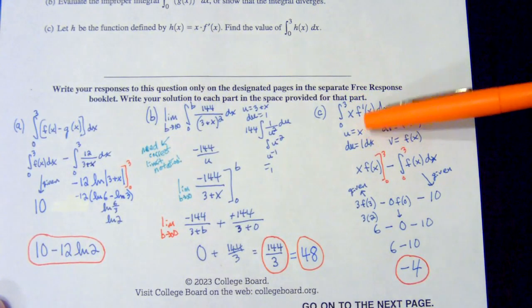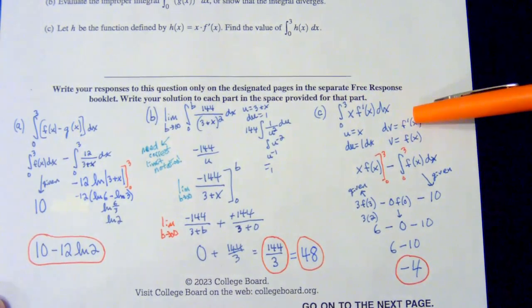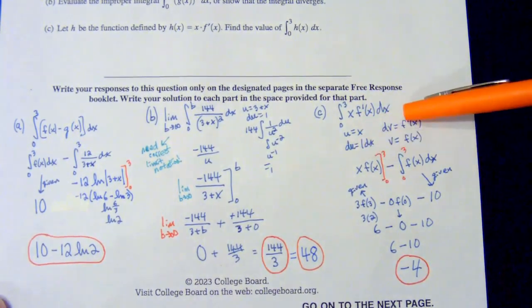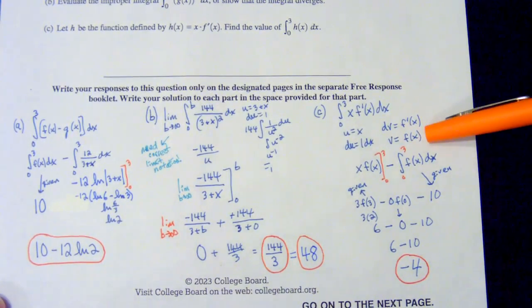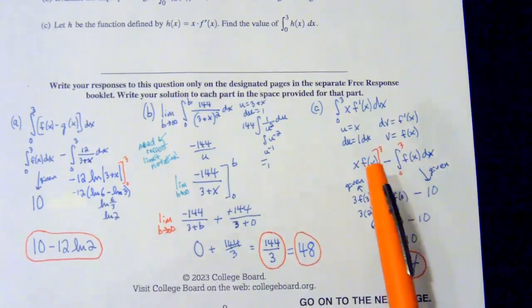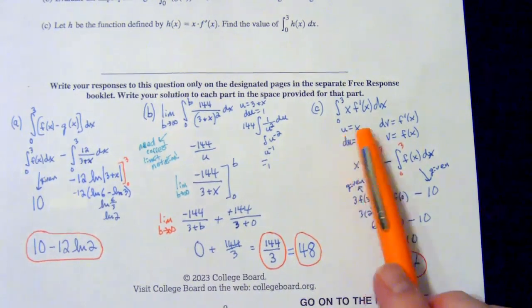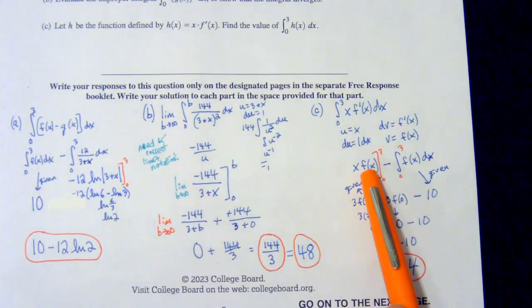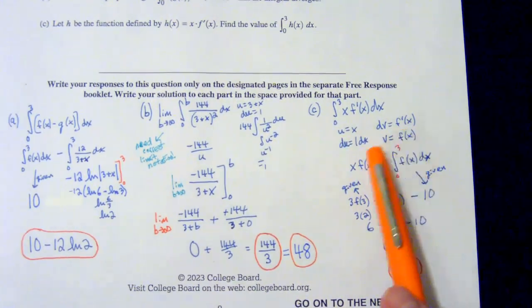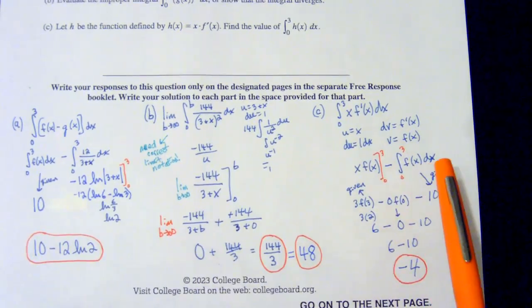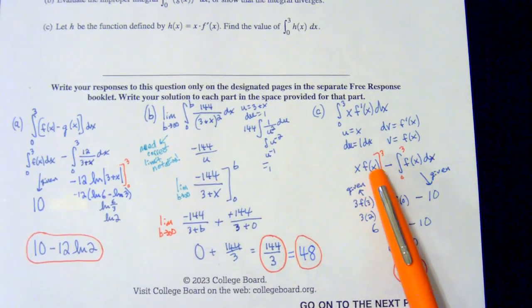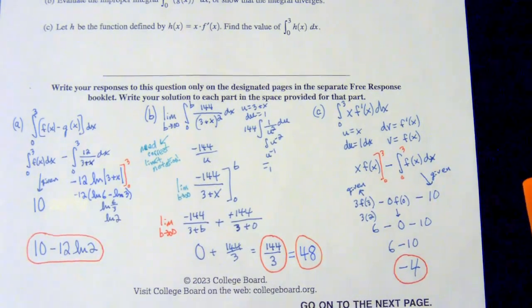Let your u be that x part. The dv is that f prime of x. You can take the derivative of that, take the integral of that. When you integrate f prime, you get f of x. And then you can use your integration by parts formula. So go u times v, write that down, minus the integral of v du, write that down. And then sometimes I do it all in one. Sometimes you're allowed to break it up and do two separate ones right there.